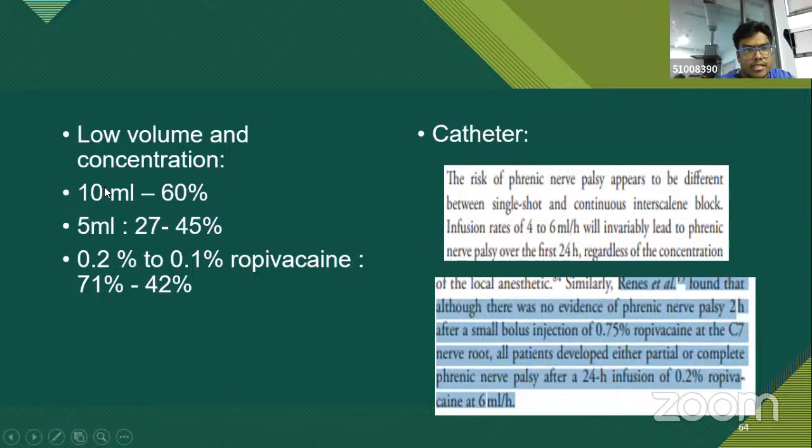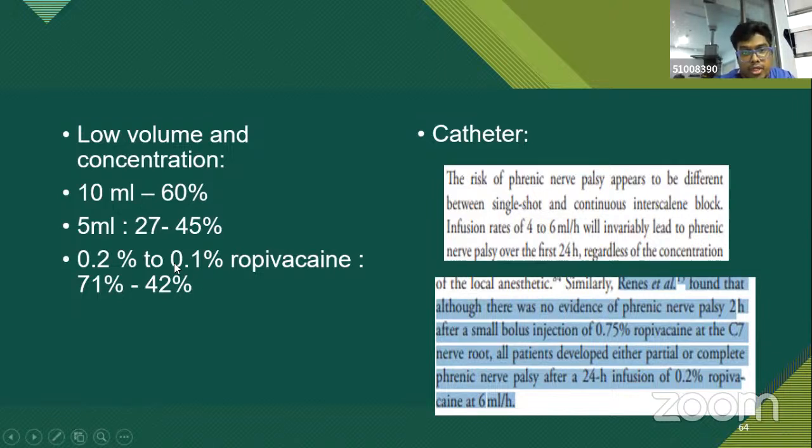Like they have discussed, when they gave 10 ml of local anesthesia, the incidence of phrenic nerve palsy came down to 60%, and when they went down to 5 ml, it came to 27 to 45%. And coming to the concentration, from 0.2 to 0.1 ropivacaine, the incidence of phrenic nerve palsy went from 71 to 42%. But when you reduce the volume of the local anesthesia to prevent phrenic nerve palsy, they have said there is no decreased efficacy of the block, where the duration of the block is good, the efficacy of the block was good.